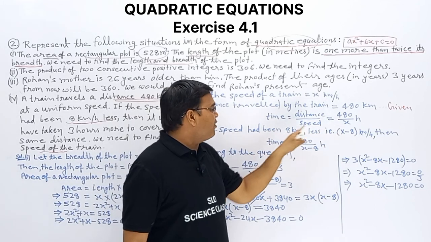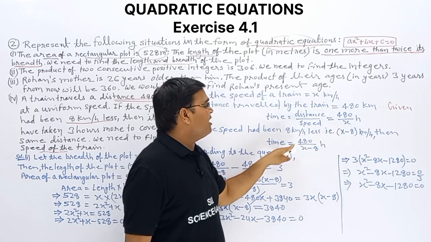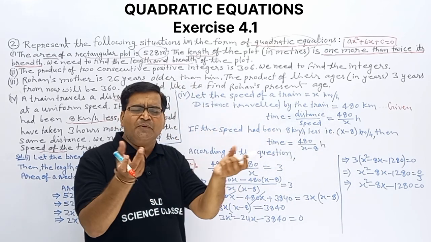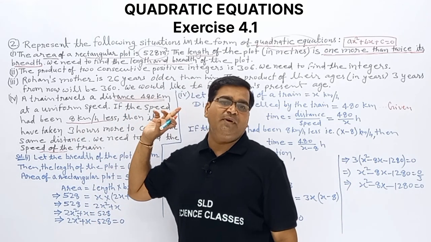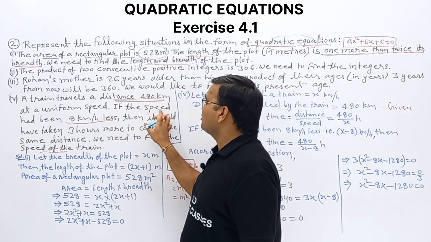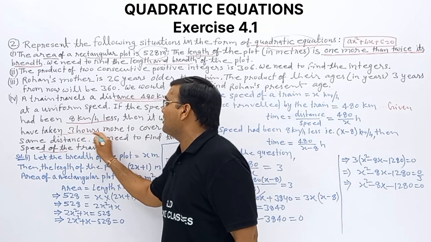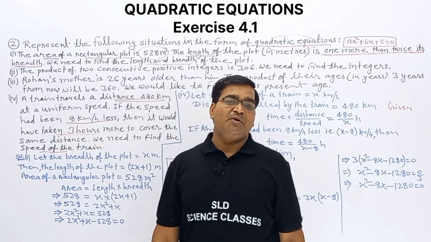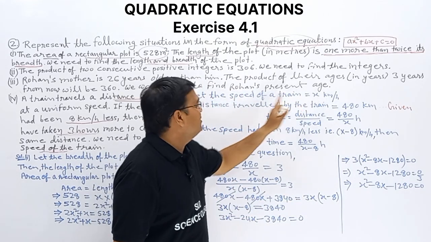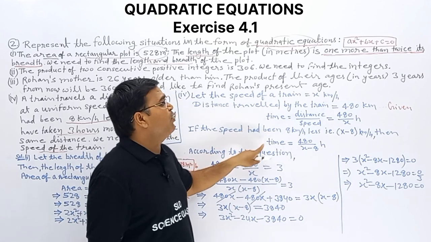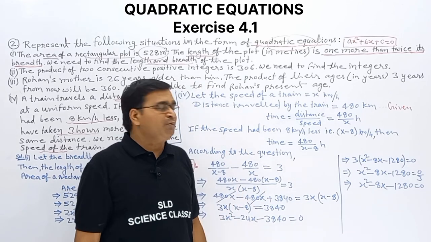Once our speed had been reduced, then we have this speed and this time. What is the difference? It is given in the question, so we are doing this. Why? Because if the speed had been reduced, then it would have taken 3 hours more. Both times we calculated: the time for x kilometer per hour speed and the time for x minus 8 kilometer per hour, and the difference of both will be what?